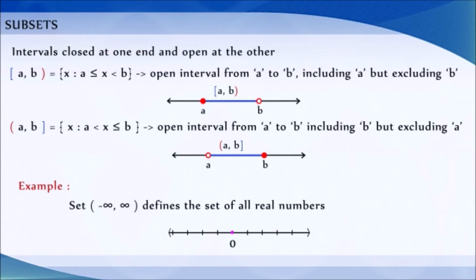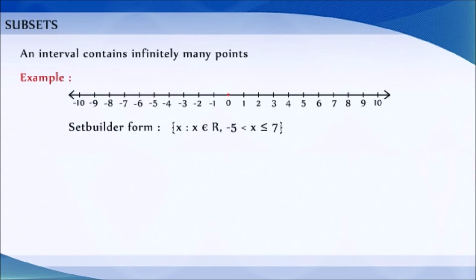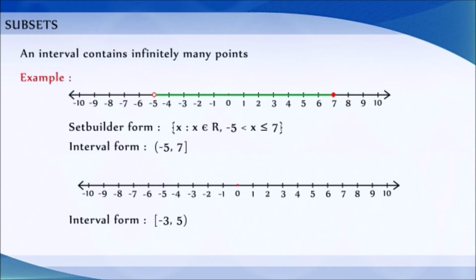The set (−∞, ∞) defines the set of all real numbers. We note that an interval contains infinitely many points. For example, the set of all x such that x belongs to real numbers and −5 < x ≤ 7, written in set builder form, can be written in interval form as (−5, 7], and the interval [−3, 5) can be written in set builder form as the set of all x such that −3 ≤ x < 5.